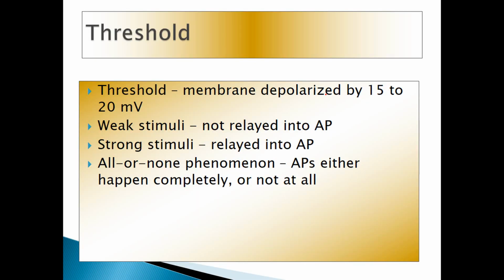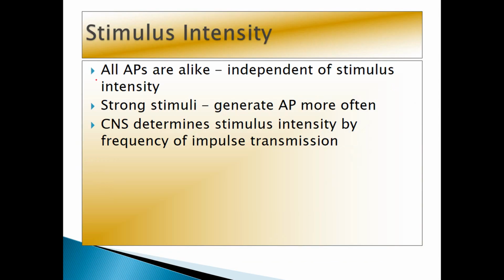Okay, so the threshold, we said it's depolarized by 15 or 20, so we're talking about minus 55 or so. A strong stimulus will cause an action potential, a weak one will not. And action potentials either happen completely or not at all. An action potential is going to look like that, or it doesn't happen, right? If the stimulus is weak, then it goes right back down to the resting membrane potential. And as we said, all action potentials are alike, regardless of the stimulus intensity. So what happens is the CNS, your brain, determines stimulus intensity by the frequency of action potentials, right?